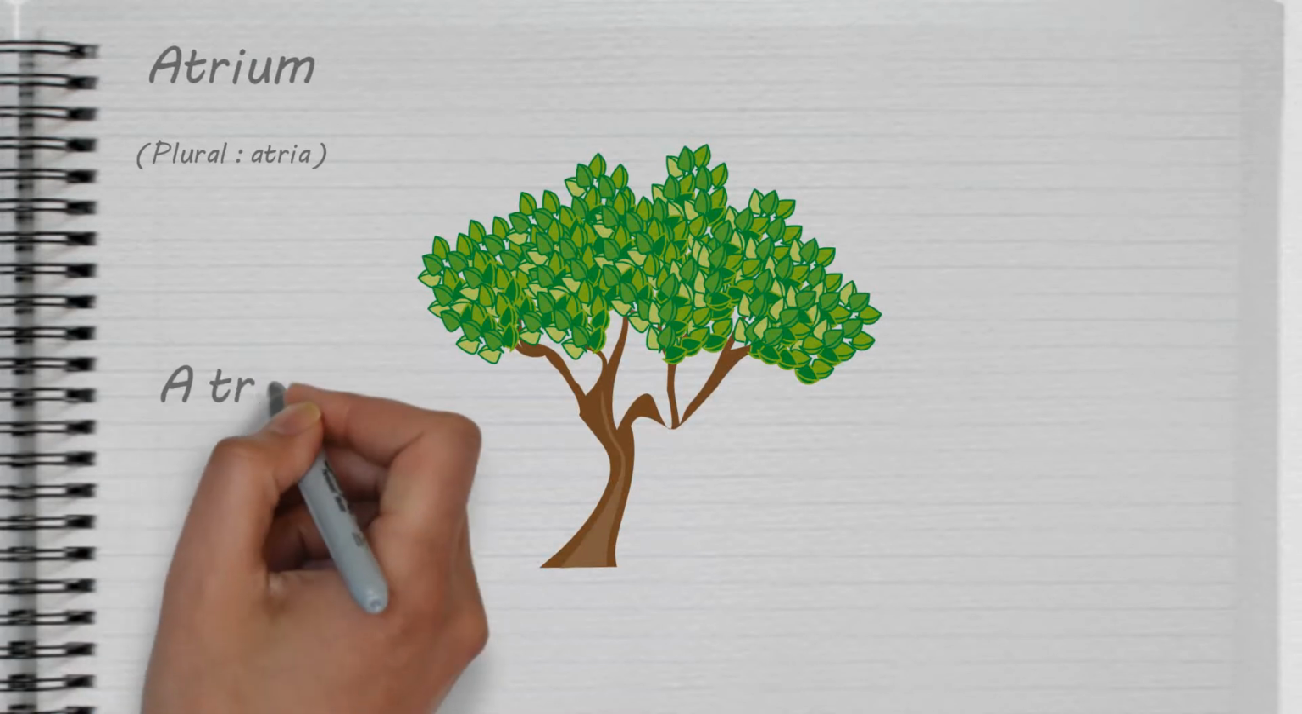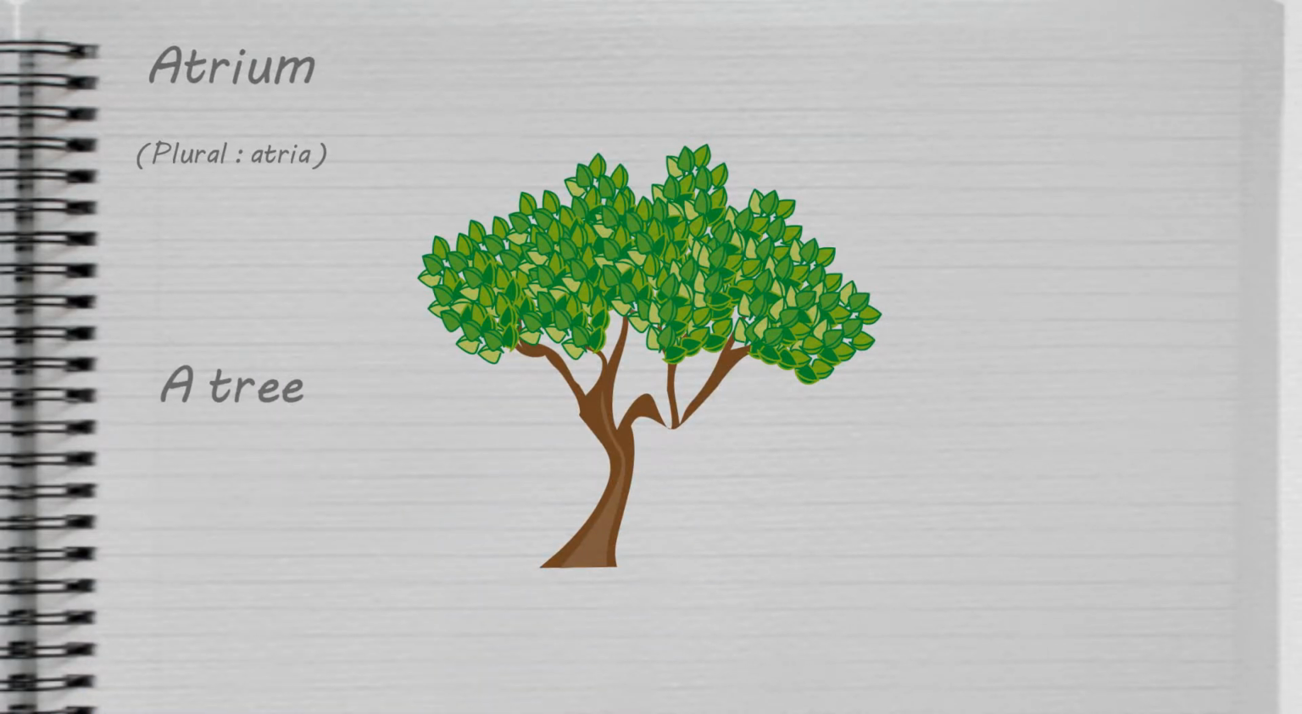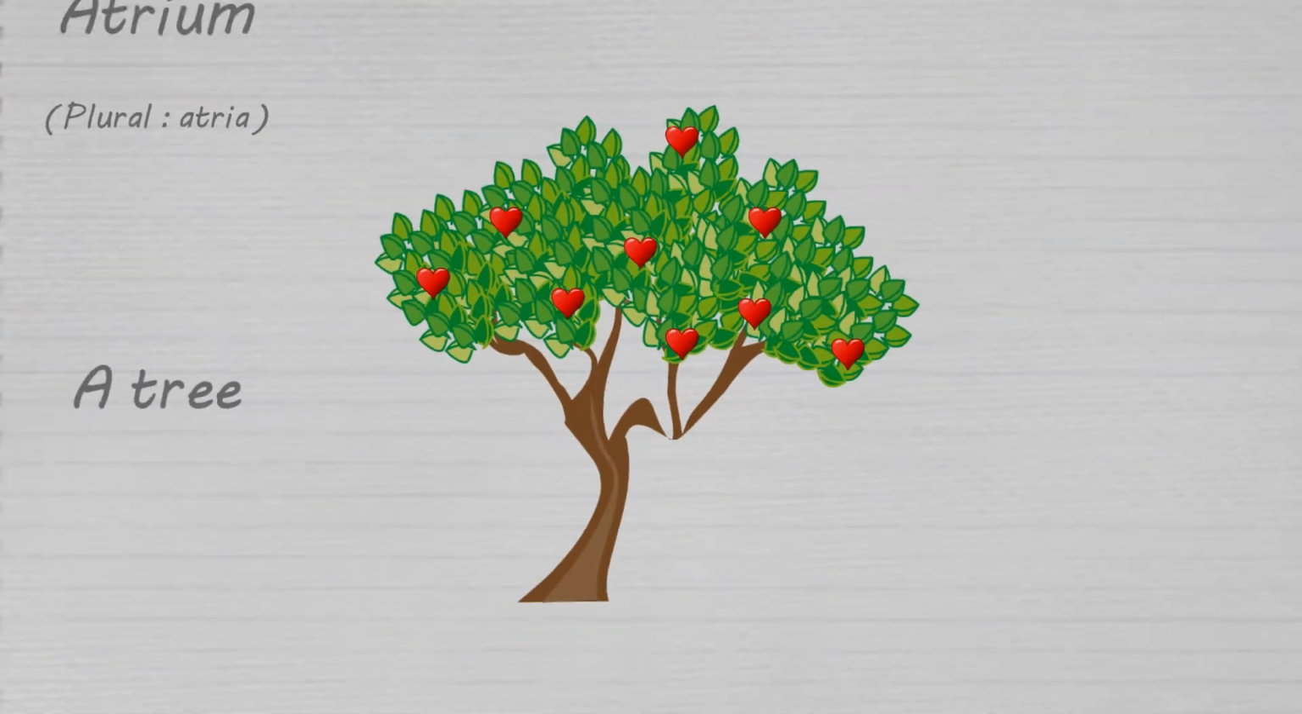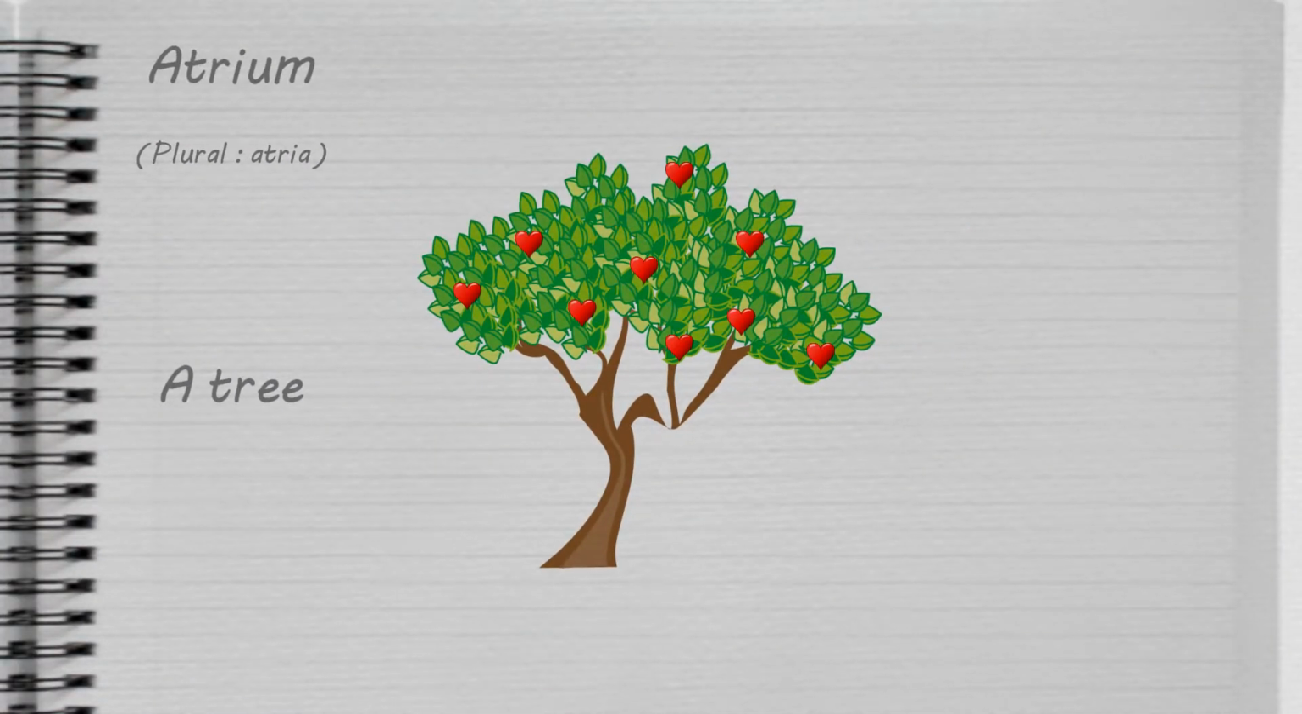For atrium, think of a tree. A tree, atrium. Easy. The tree you need to imagine looks like it's growing beautiful red apples, but when you look more closely, the apples are actually hearts. Bit gruesome. But a tree of hearts reminds you of atrium in the heart.